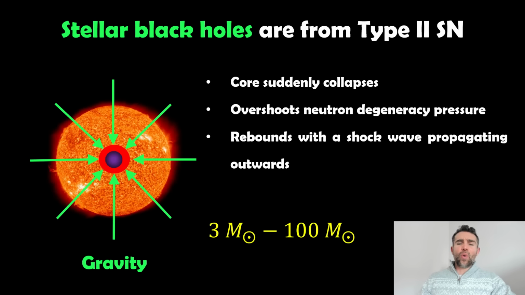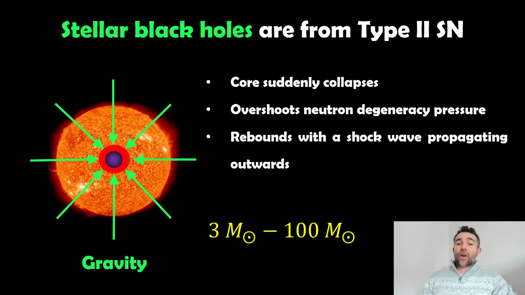But for a black hole, it just collapses beyond the neutron degeneracy pressure. And the typical range for that is probably 3 to 100 or so solar masses for the actual core. With regards to neutron stars, they would be a lower core mass than this, so you're talking around 2 solar masses or so.